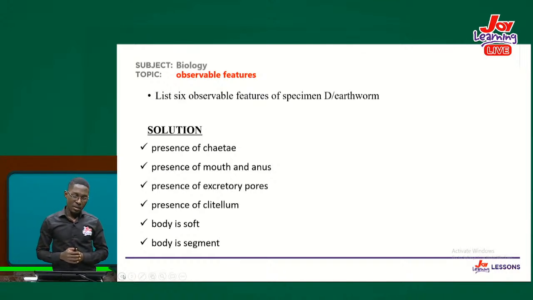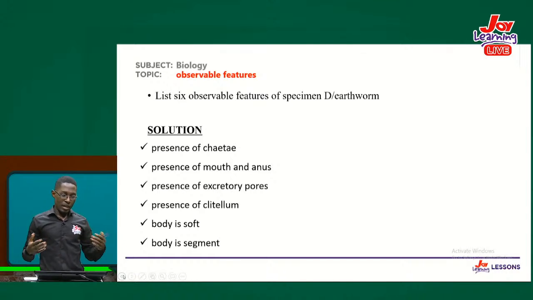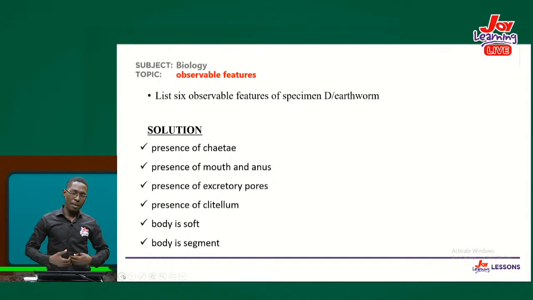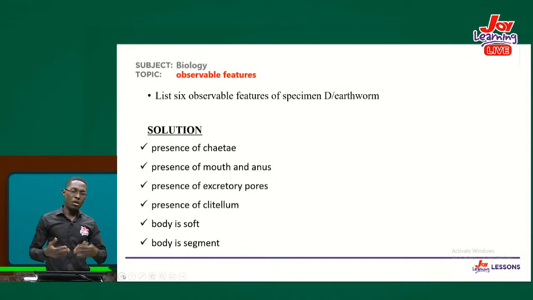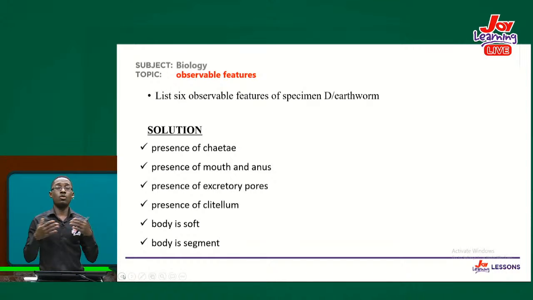Presence of chaeta or chitas, presence of mouth and anus, presence of excretory pore, presence of clitellum, body is soft, body is segmented. If it's an insect, pair of antenna, pair of wings, three pair of legs. If you can see the abdomen segmented, you put it there. A pair of eyes. These are just things that you could observe. They didn't say do anything.